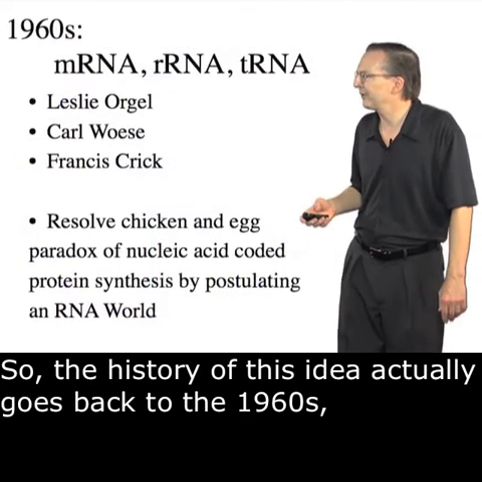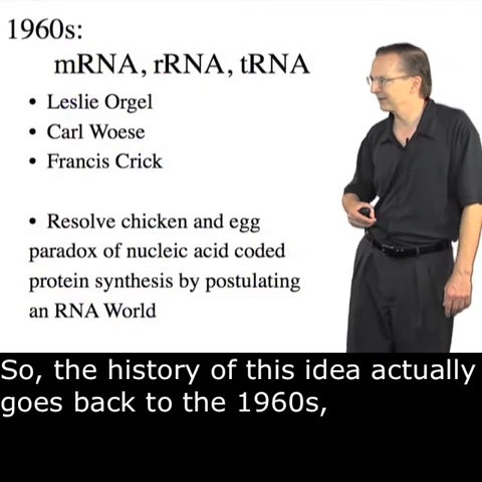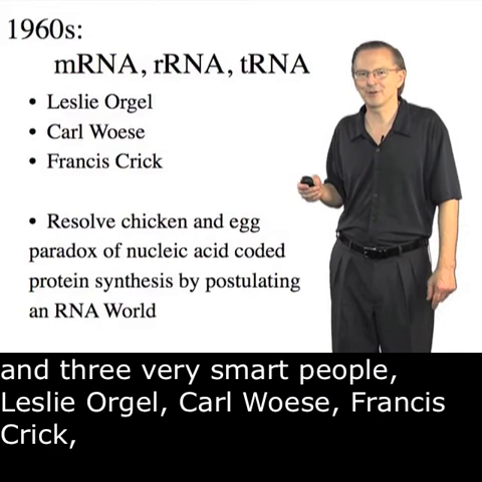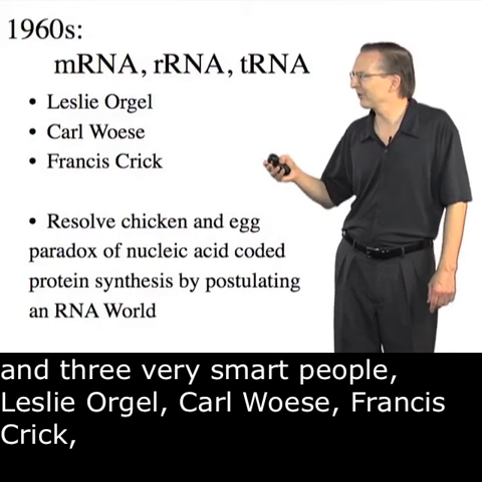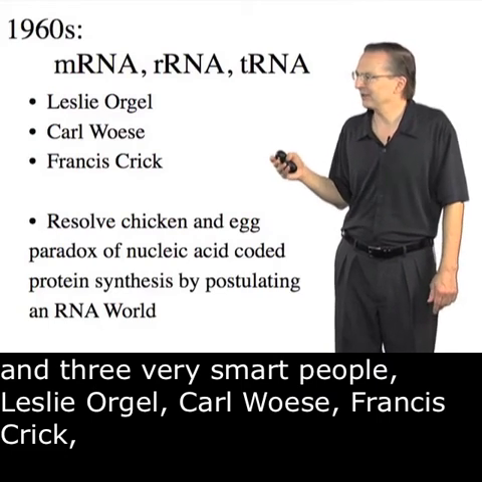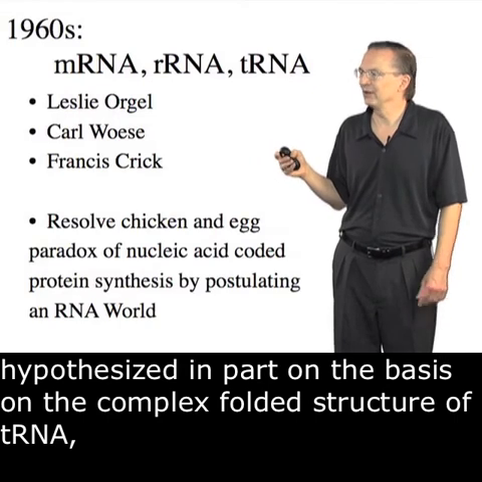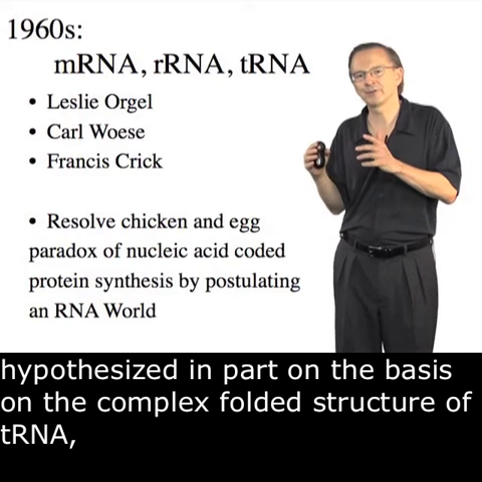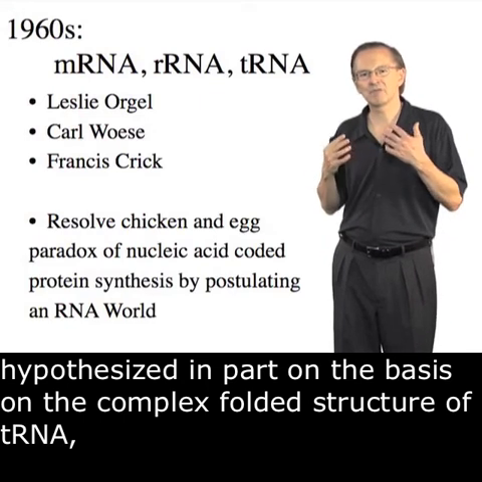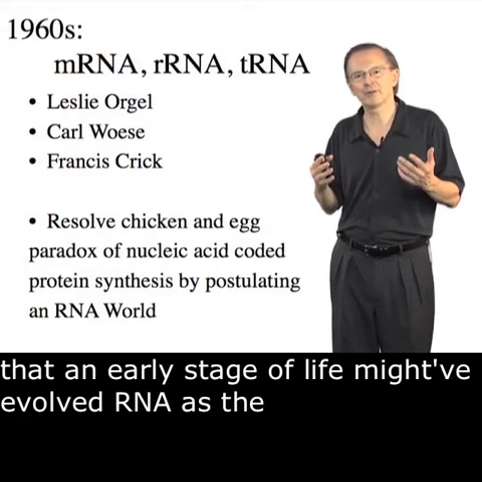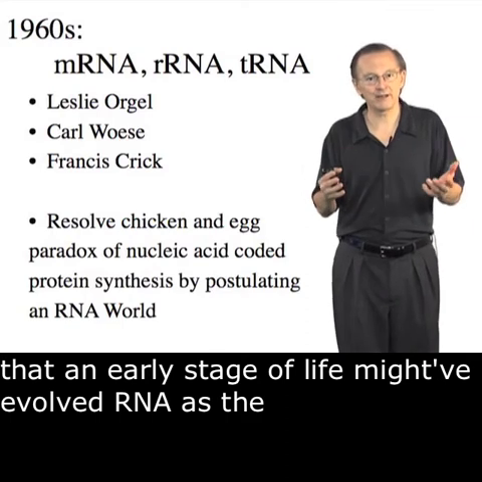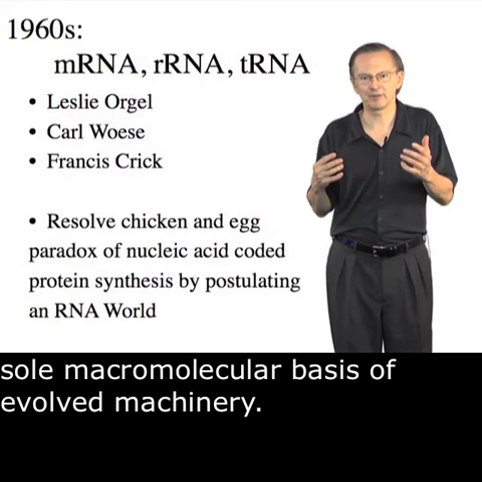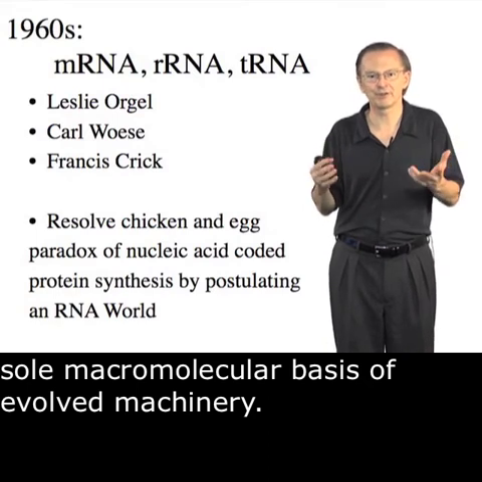So the history of this idea actually goes back to the 1960s. And three very smart people, Leslie Orgel, Carl Woese, Francis Crick, hypothesized, in part on the basis of the complex folded structure of tRNA, that an early stage of life might have evolved RNA as the sole macromolecular basis of evolved machinery.